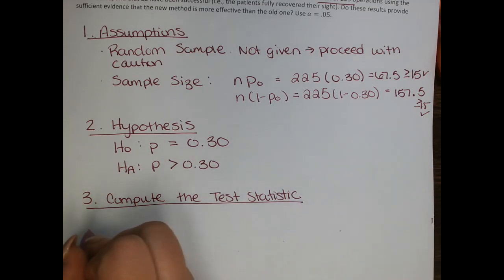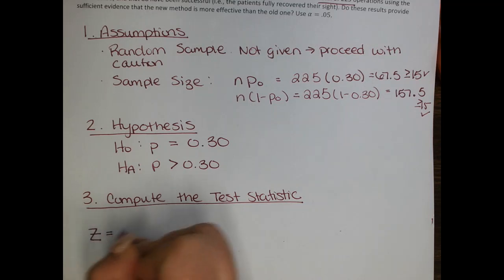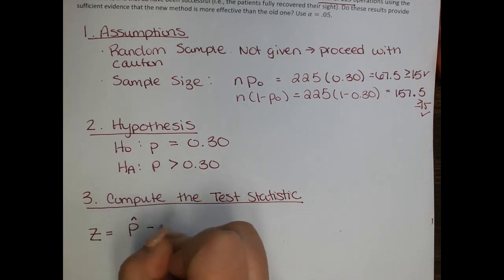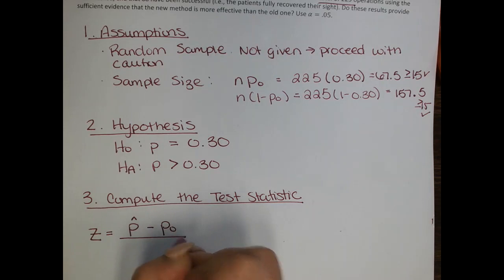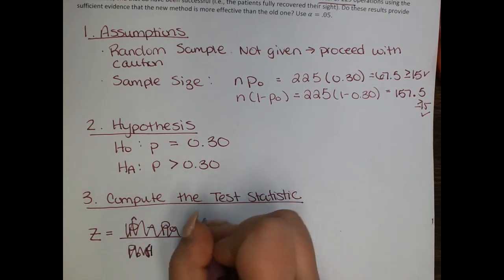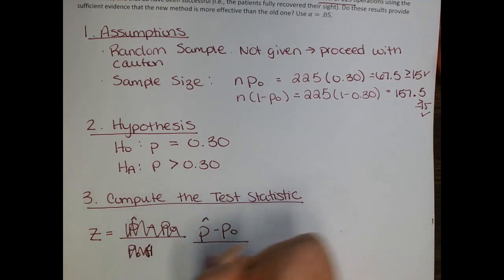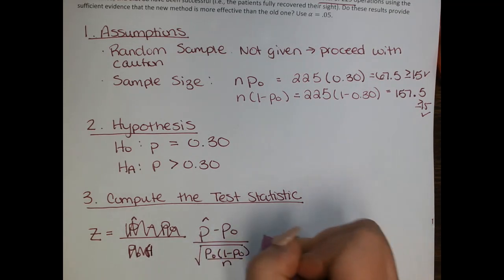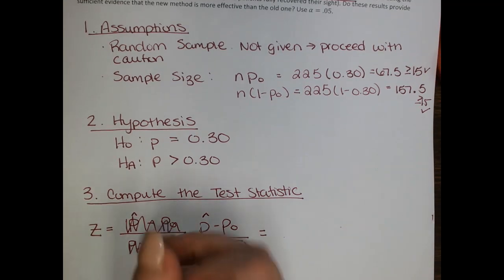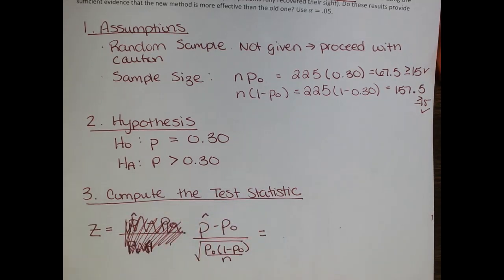So the first thing I'm going to do is just write down my formula for the test statistic. So let me scribble that out. We've got p hat minus p naught divided by the square root of p naught times 1 minus p naught divided by n. So notice the only thing we have left that we still need to identify is our p hat.